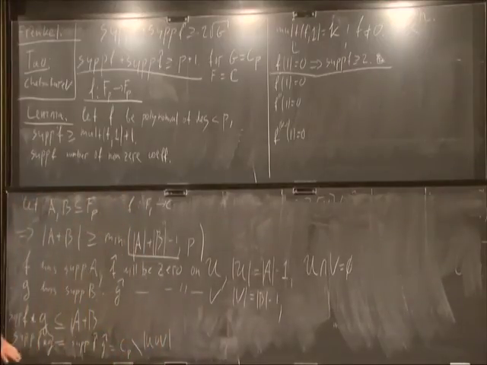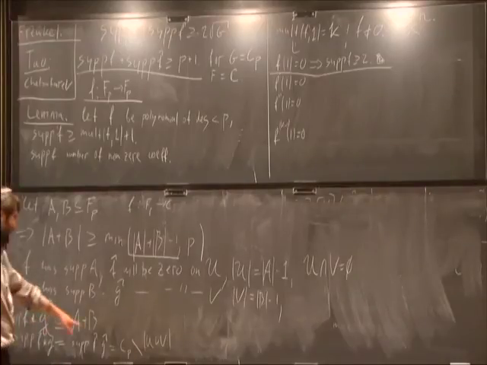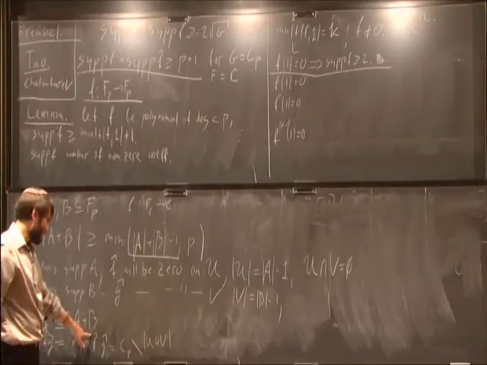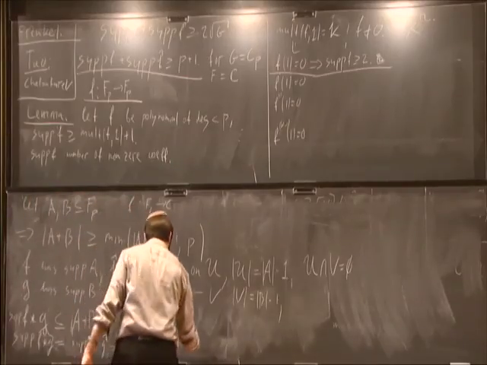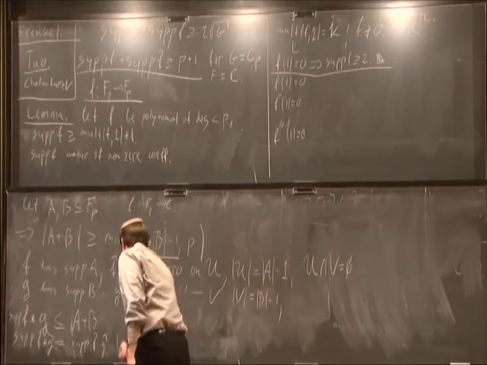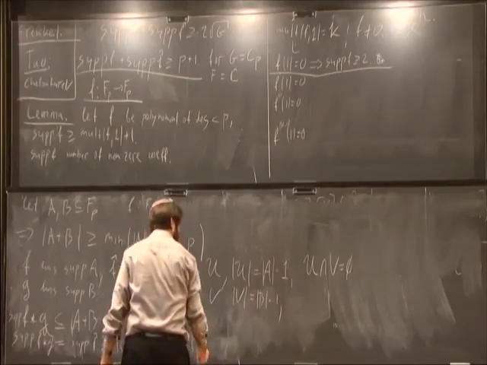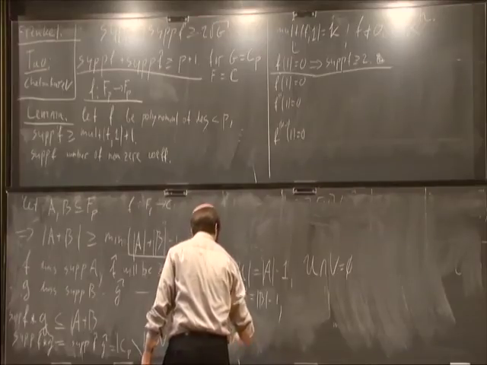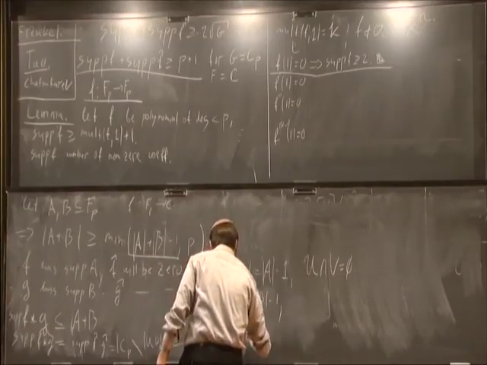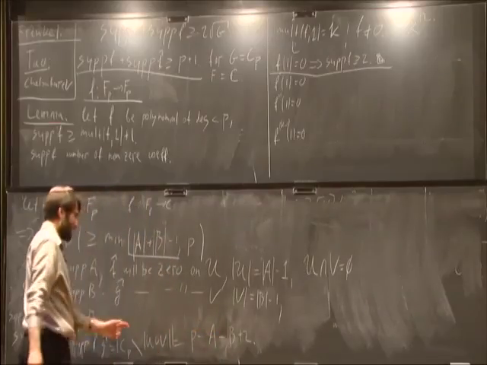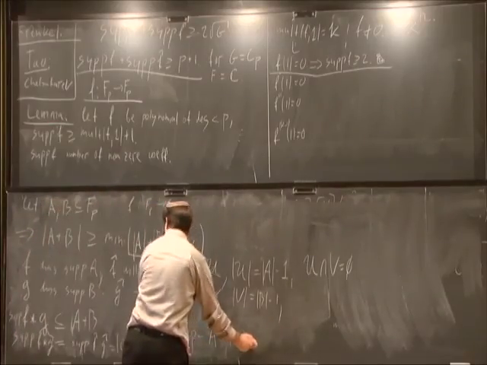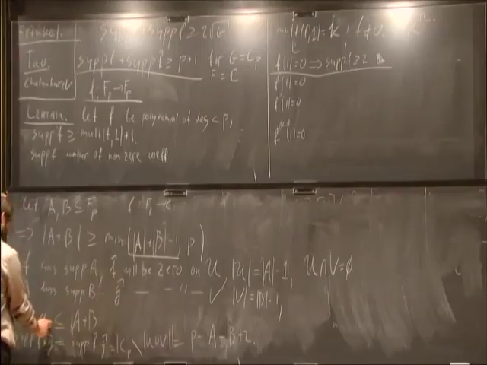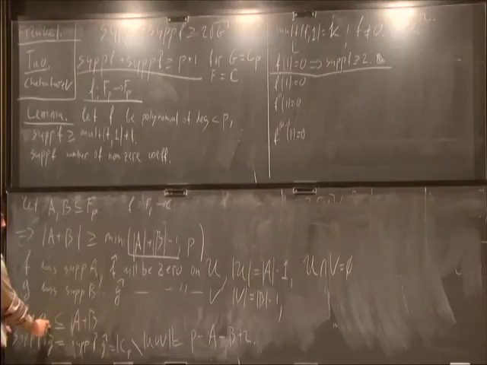And now we conclude from the uncertainty principle that A plus B, the size of this set, is exactly P minus A minus B plus 2. Therefore, from this, we conclude that the support of this is greater or equal than A plus B minus 1.